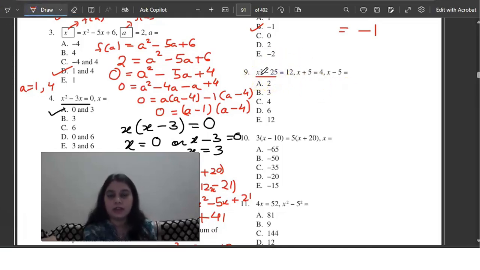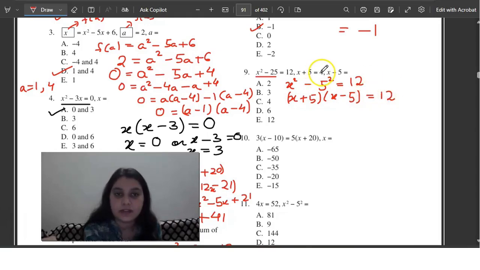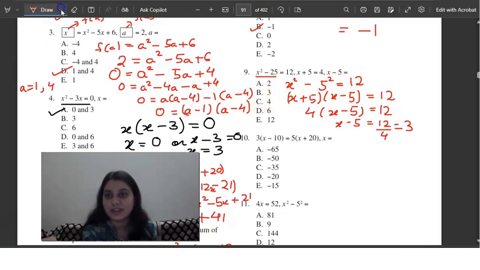It's very simple. X square minus 5 square is 12. X square minus 5 square is equal to 12. Now this is a square minus b square. We can write this as a plus b into a minus b. So x plus 5 into x minus 5 is equal to 12. We already know that x plus 5 is 4. So 4 multiplied by x minus 5 is equals to 12. So x minus 5 is equal to 12 divided by 4. That's going to be 3. So x minus 5 is 3. B option is correct.